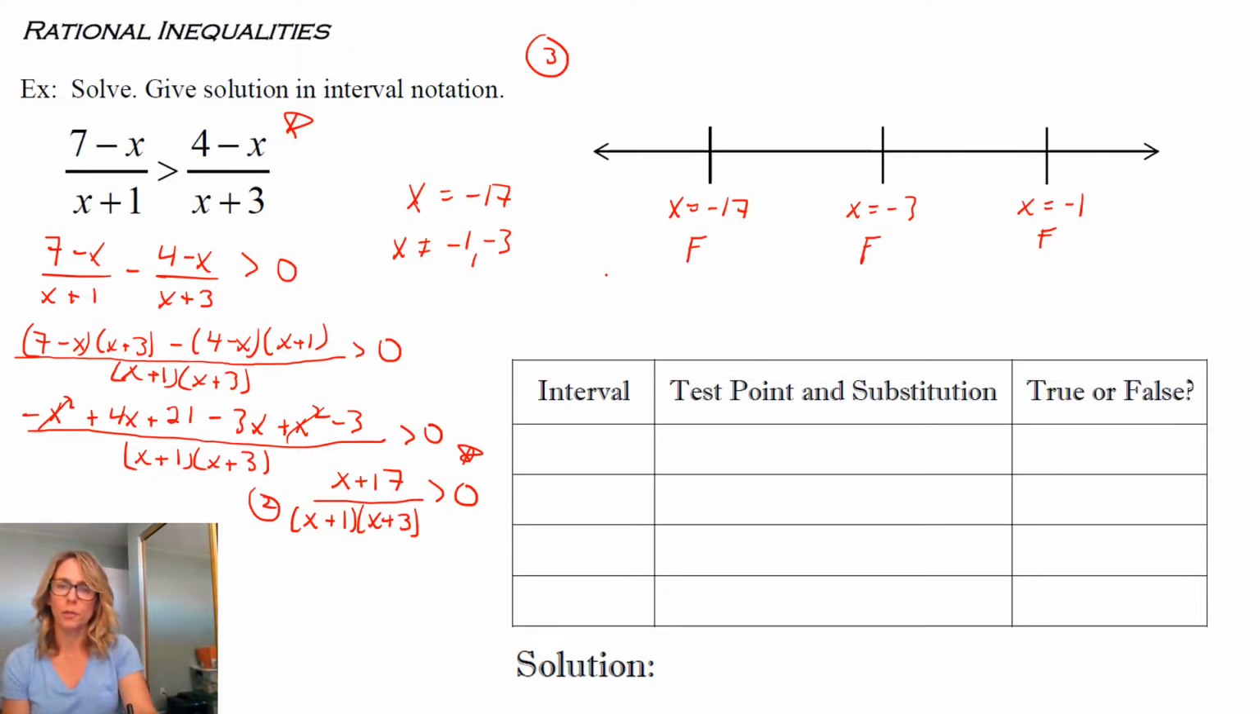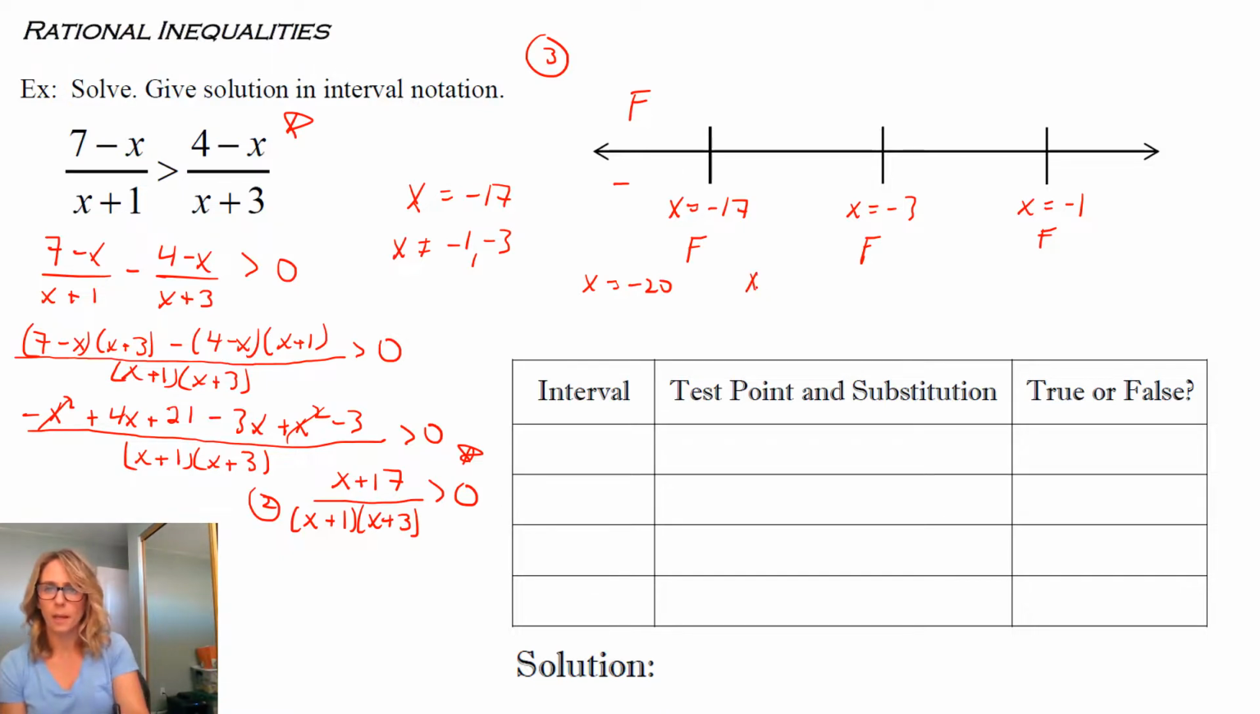So a slightly more straightforward way would just be to say, I'm going to pick something less than negative 17, like negative 20. It's going to make our numerator negative. It's going to make our denominator a negative times a negative, which is positive. So we're going to have negative divided by positive. That's going to be negative. And because we want to be greater than 0, that is false.